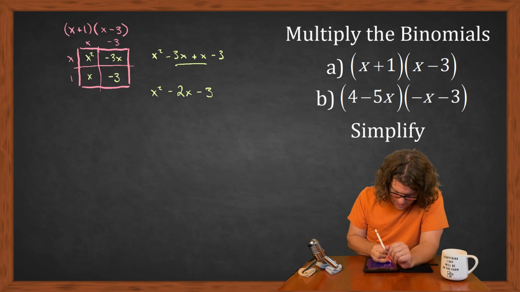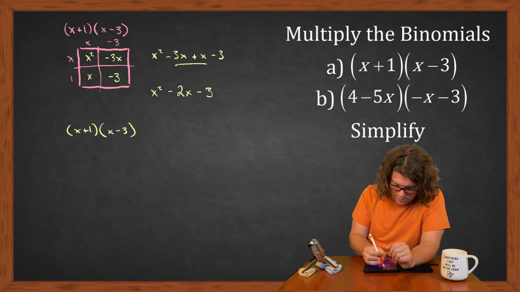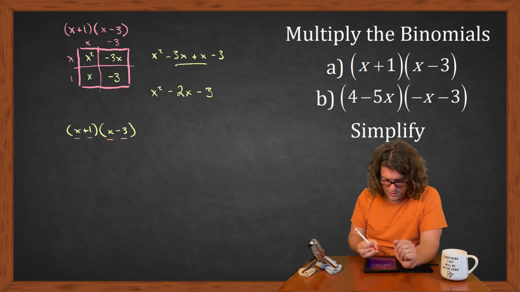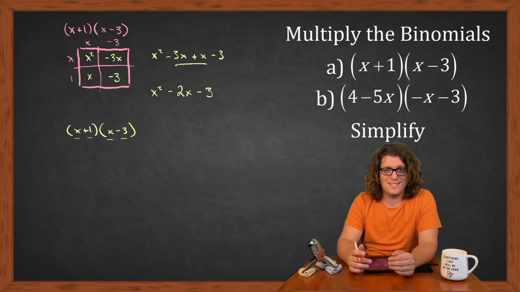However, if I wanted to do that same question without drawing anything, we're going to use this idea of the distributive property, which is going to say that each of the terms in the first bracket is going to multiply with each of the terms in the second bracket.